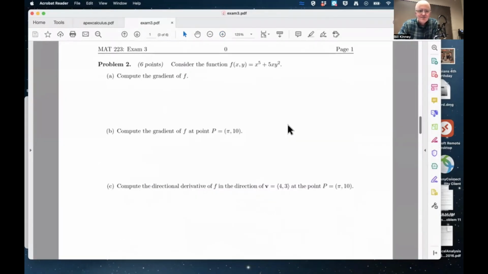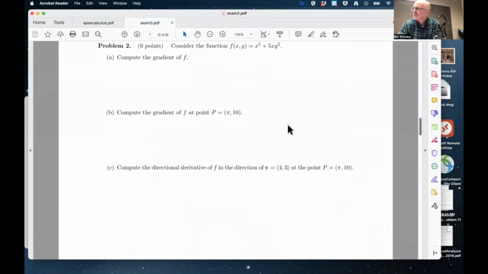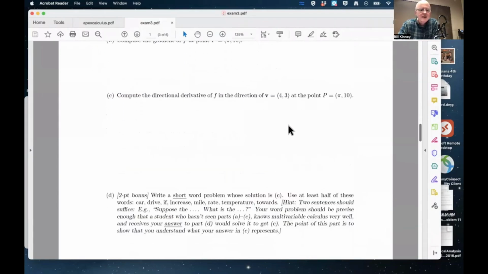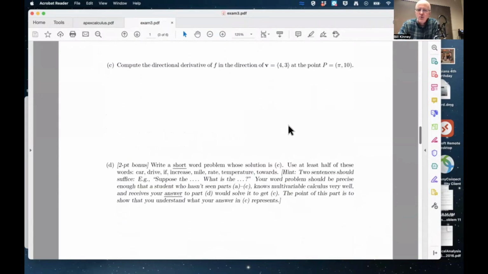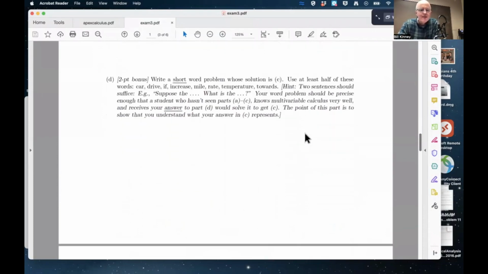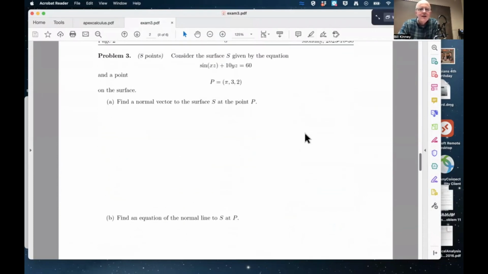Compute gradient, compute directional derivative. Okay. Write a short word problem. I haven't emphasized that, so I probably would not have you write a short word problem. Find a normal vector to a surface. Okay, I didn't mention that. Have we emphasized that enough? You have had problems like that.